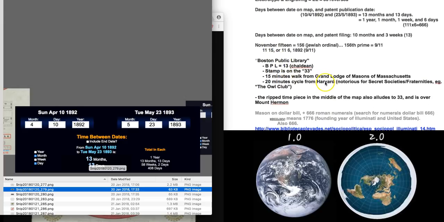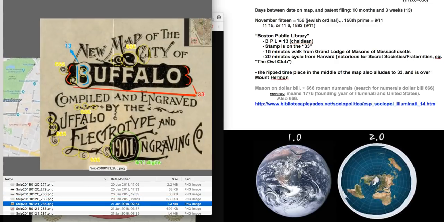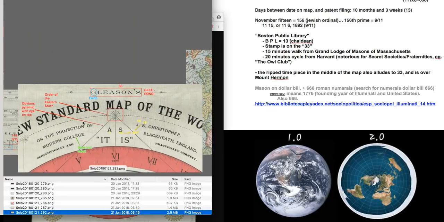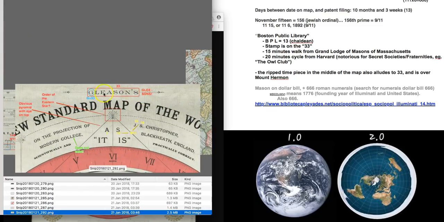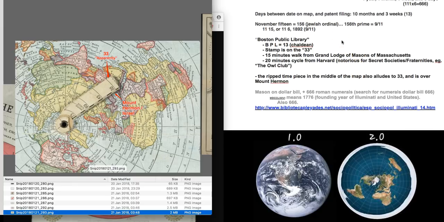Boston Public Library again. The most curious point on this map I found was the fact, well, here we go. Gleesons, like the gleeful sons, which when you consider that this map, this timepiece here, which is cut off, it's 27 because it goes up here, but it looks like 33 subliminally, and it's pointed right at Mount Hermon, which is where the fallen angels came down in the Bible.